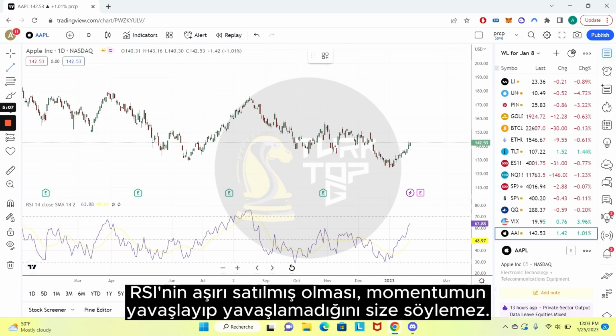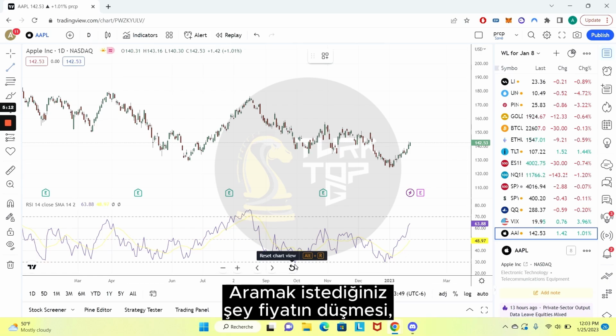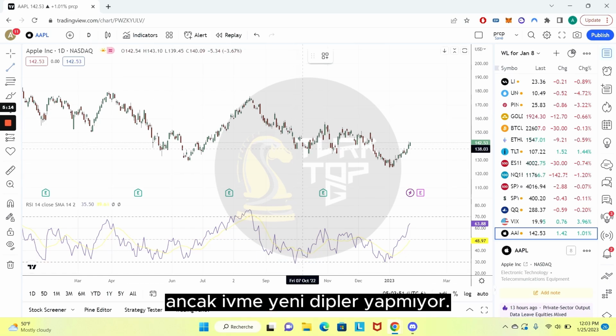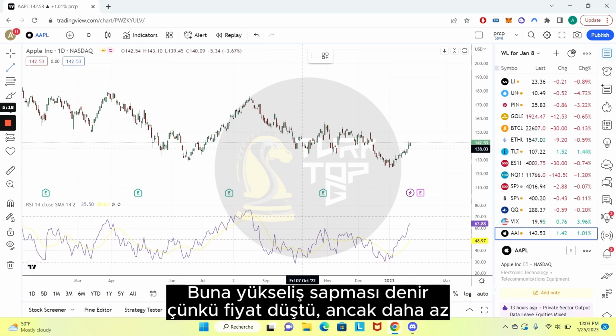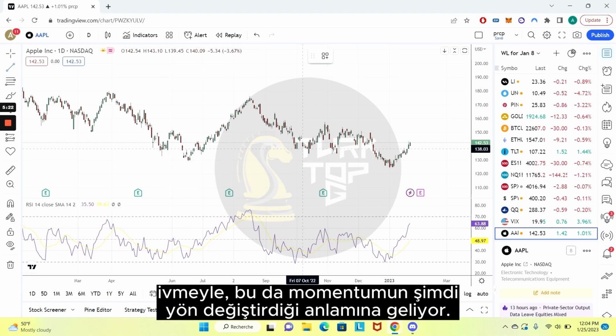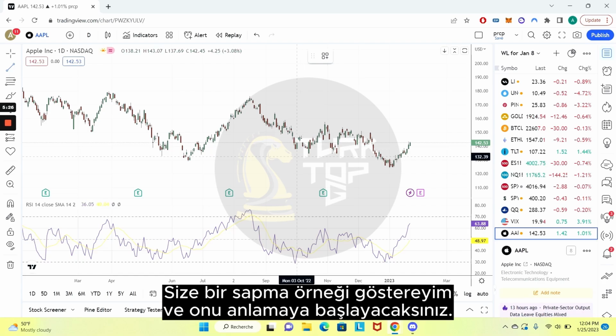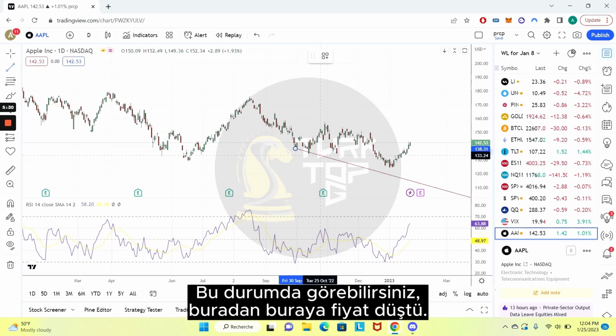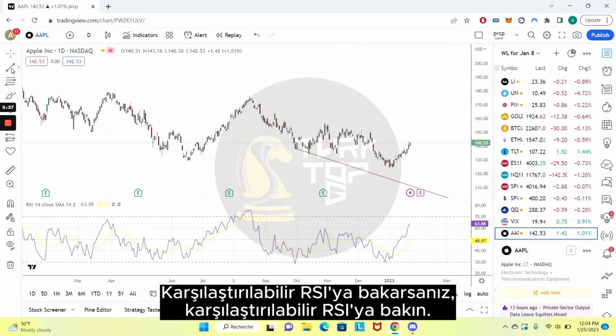Just because RSI went oversold does not tell you if the momentum is slowing down. What you want to look for is price going lower, but the momentum is not making new lows. That's called a bullish divergence because price went lower but on less momentum, which means that the momentum is changing direction now. So let me show you an example of a divergence and you will start to get it. All right. So you can see in this case, from here to here, price went lower.